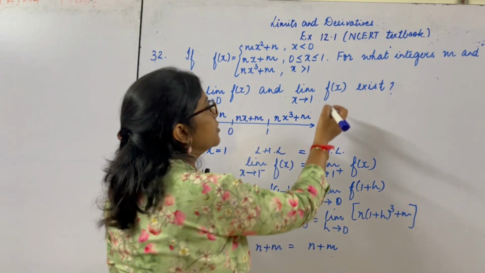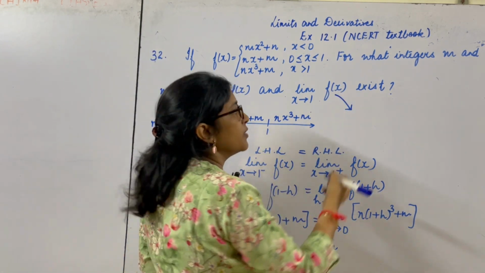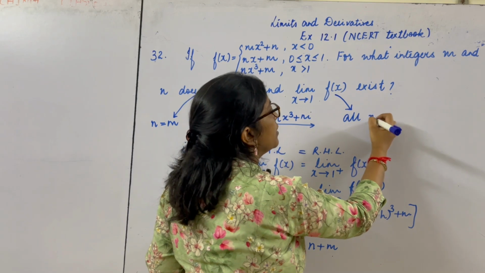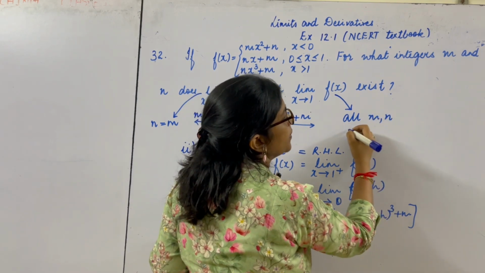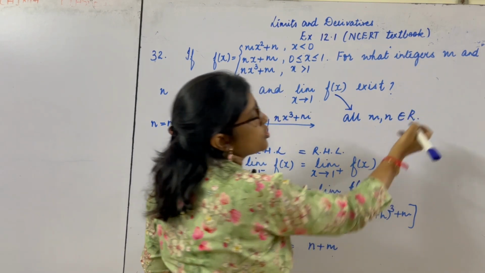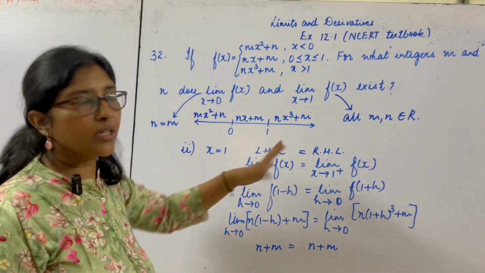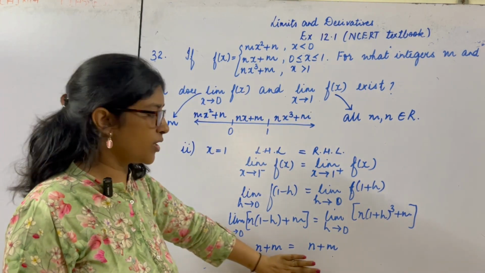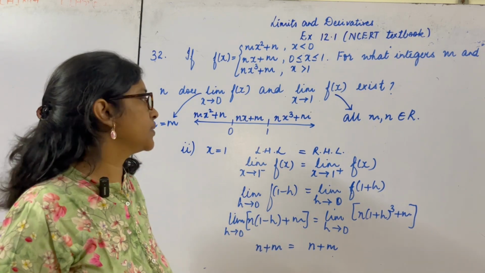That means this function will have a limit at 1 for all m and n, any real number, m and n belong to R, you can say. Whatever m and n, it is always going to exist because for every number, n plus m is always going to be n plus m.